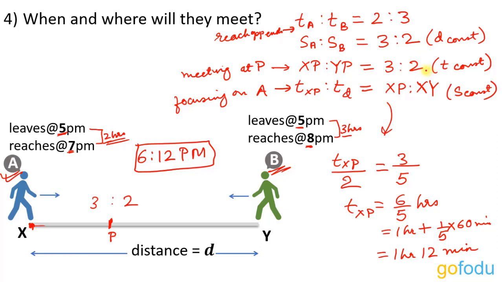And lastly, we considered A's journey alone for these different patches XP and XY. For A's journey alone, the speed of A was constant throughout, so time taken for these parts by A would be proportional to these distances. So XP is to YP is 3:2, and time taken would also be the same as XP is to XY. So time taken by A to cover XP came out as 6 by 5 hours. In the same 6 by 5 hours, B will be covering YP to meet A at P. So after 5 p.m. they take 1 hour 12 minutes to meet. So they meet at 6:12 p.m.